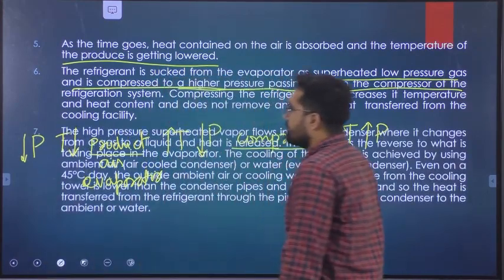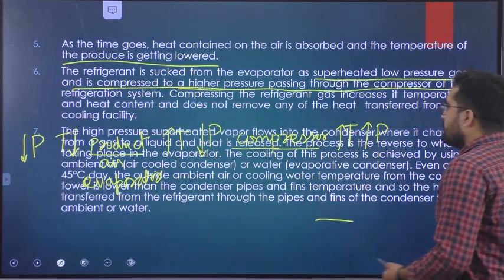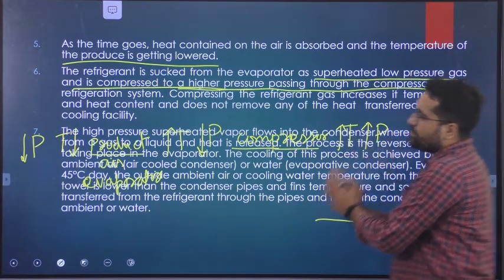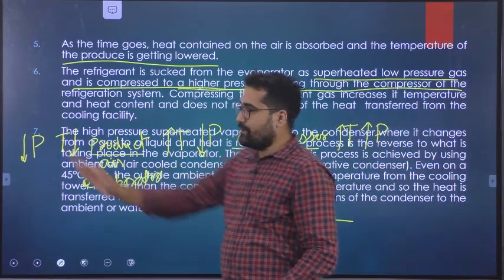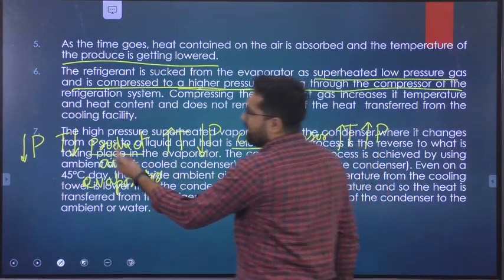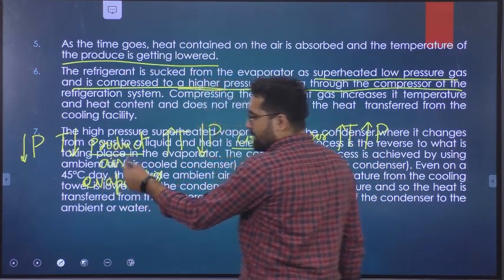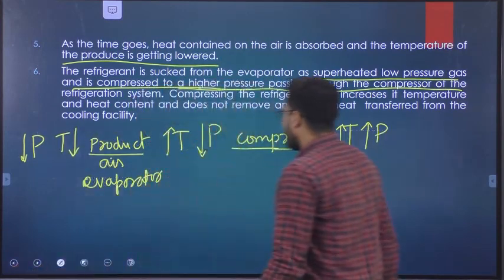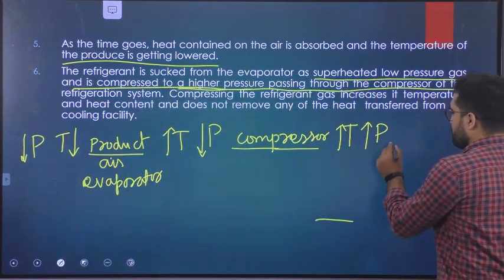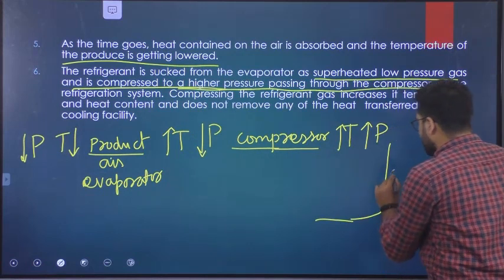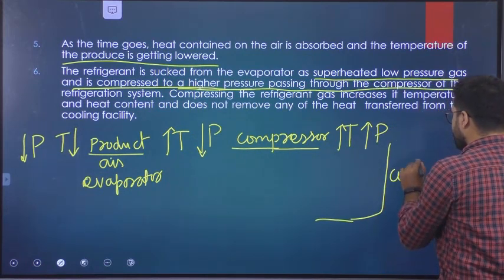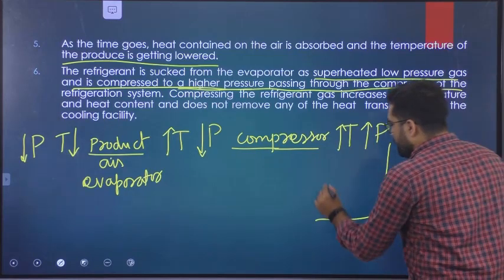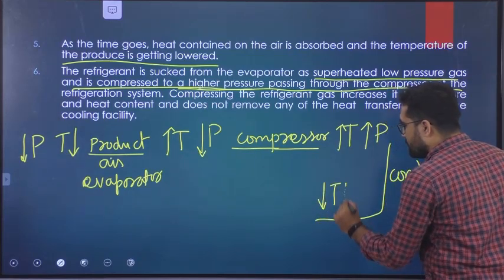next, what will we do? Now we have to reduce the pressure and temperature to the desired level so that we can again pass our air to the system. So what we will do here, with the help of the condenser, we will reduce the temperature, but the pressure is still high.